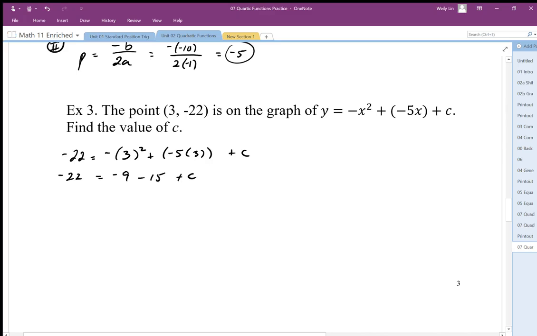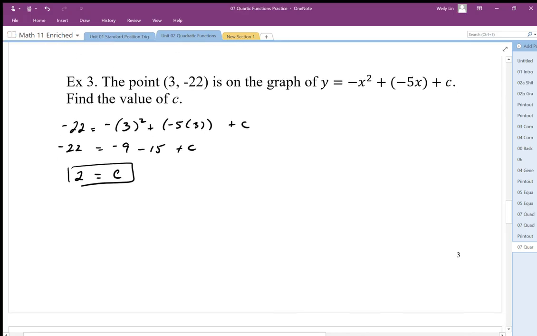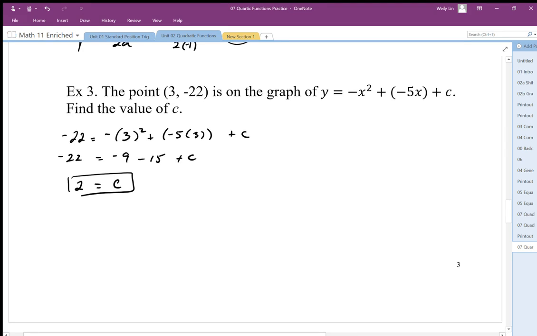Okay, so this adds up to negative 24, so I'm going to add 24 to both sides, and I end up with c equals 2. Okay, so I can find the value of c that way.